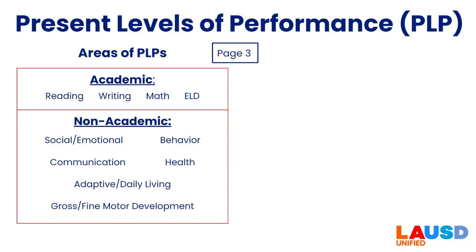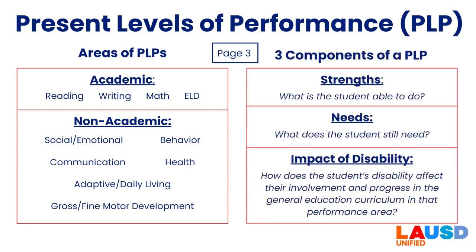Non-academic areas that may have present levels of performance can include behavior, vocational education, and other related services as needed. PLPs are found on page 3 of the IEP document. Each PLP has 3 parts: the student's strengths, needs, and impact of disability. In the strengths section, we find what a student is able to do.